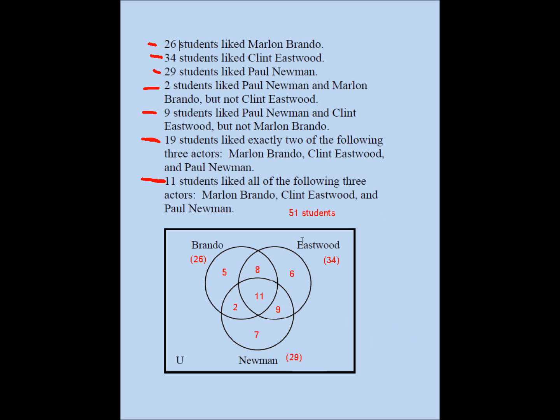Now, we have to add all these 7 numbers, and these numbers add up to 29. 29 plus 5 is going to be 34. 34 plus 8 is going to be 42. 42 plus 6 is going to be 48. Now from 51, you're going to subtract 48. And what do you get? 51 minus 48, I'm getting 3. So that tells me 3 goes right here.